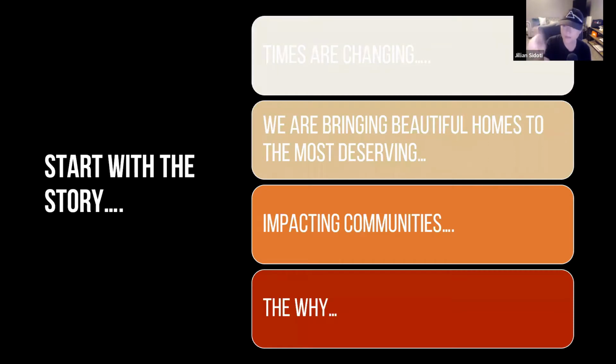Sorry that this first bullet point here isn't coming out really good, but these are things you kind of want to start off with. Times are changing. We are bringing beautiful homes to the most deserving. We're providing housing where others are not, and where it's most needed. We're impacting communities. We see an influx of business, this type of business. Like, what is the story? And I'm going to show you examples. So if you're just not grasping where to start, don't worry. I'm going to give you 2 examples.